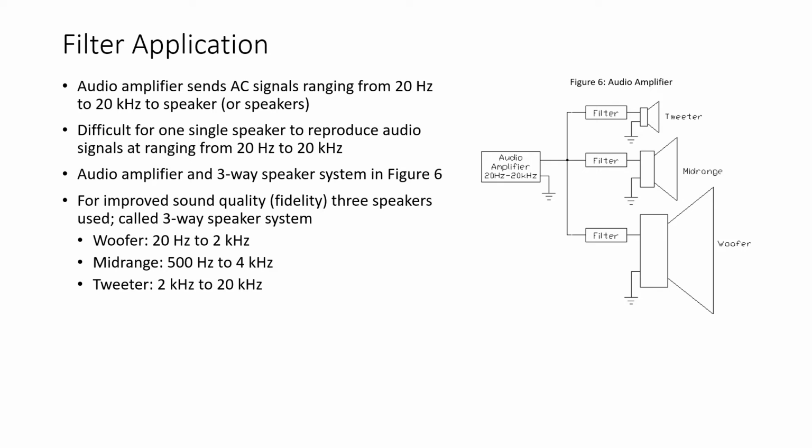So as we see in Figure 6, quite often we will construct what's called a three-way speaker system. In the three-way speaker system, we have three speakers. We have the woofer, which is effective at reproducing audible energy from electricity at frequencies ranging from 20 hertz to 2 kHz. The mid-range speaker is most effective at creating sound energy in frequencies ranging from 500 hertz to 4 kHz. And the tweeter is best at reproducing high frequency signals from 2 kHz to 20 kHz.